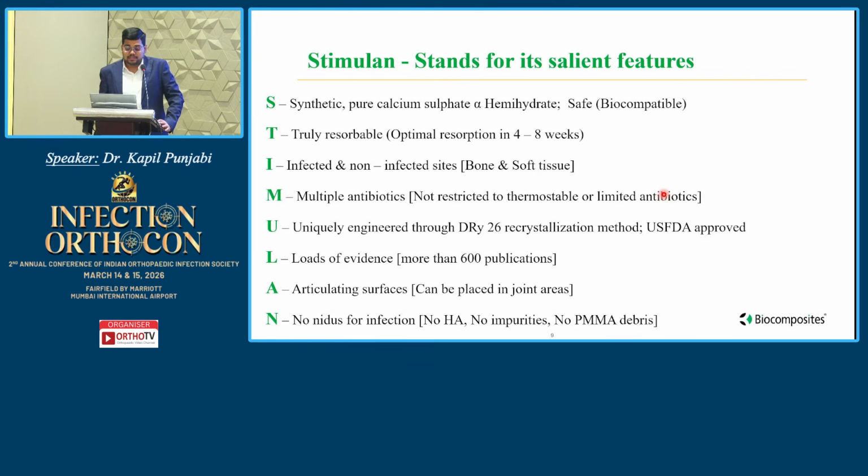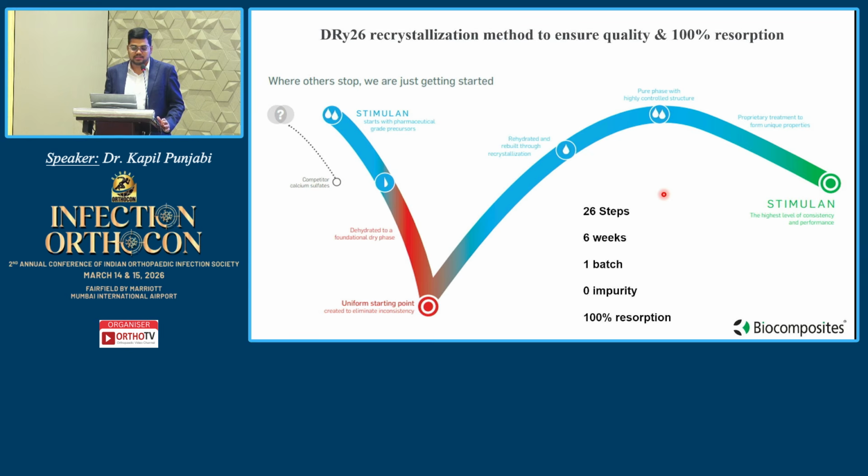It has a US FDA approval as well. There is lots of evidence that supports the use of Stimulan in all types of infections in the orthopedic domain. There are more than 600 publications out there supporting the use of Stimulan. It is the only calcium sulfate product which is approved for placing in articulating surfaces or joint areas, and it will not require any secondary surgery. It will not lead to any needs for infection, and there are no impurities or no HA in this material.